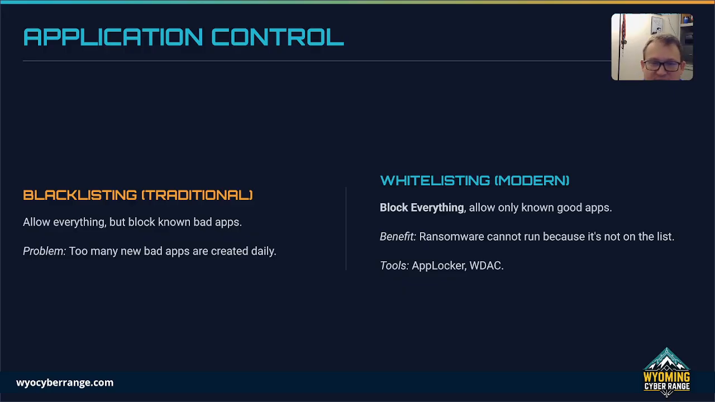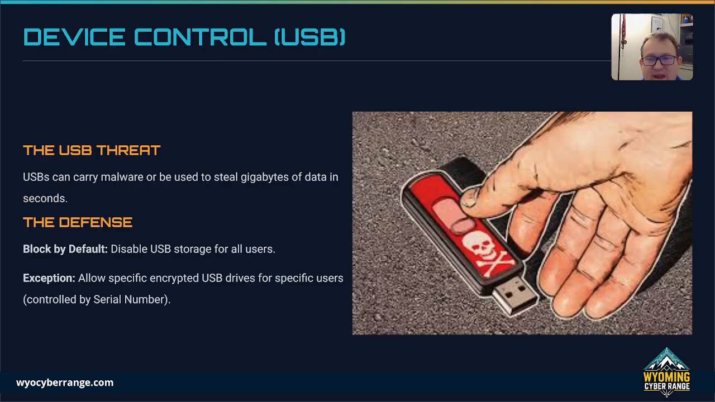We went to whitelisting. We block everything by default and only allow known good apps like Office, Chrome, and Teams. If you do this, ransomware literally can't run because it's not on the list. It's quite highly effective. The next one is going to be USB drives.